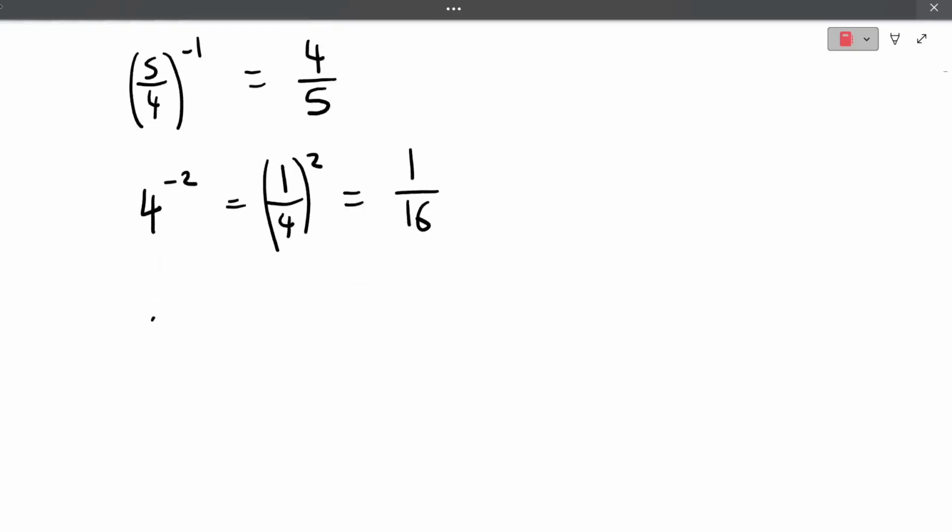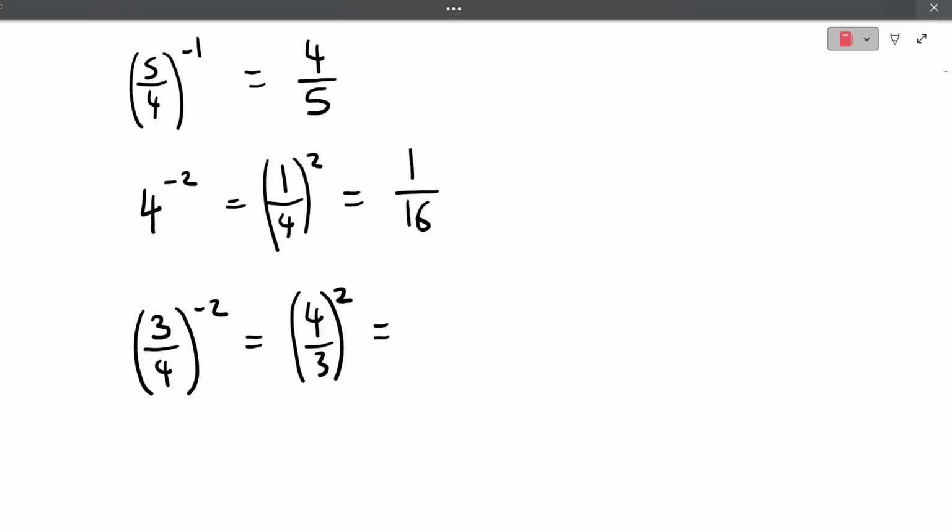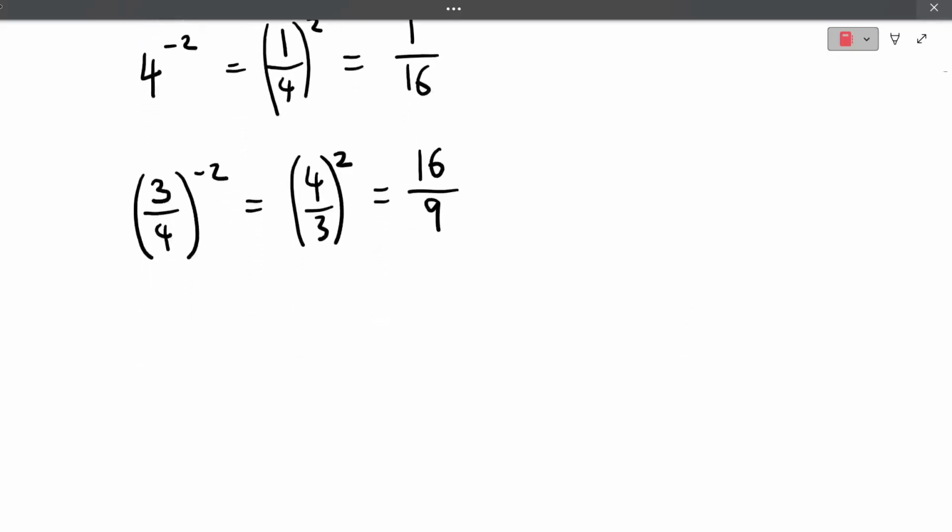So if I went 3/4 to the minus 2, then that is the same as 4/3 to the power of 2. So it's just flipping that fraction. This negative power flips the fraction. And then we do 4 squared is 16, and 3 squared is 9. That could be simplified to 1 7/9, but I'm going to leave it as 16 over 9. We actually prefer improper fractions or top-heavy fractions over mixed fractions.